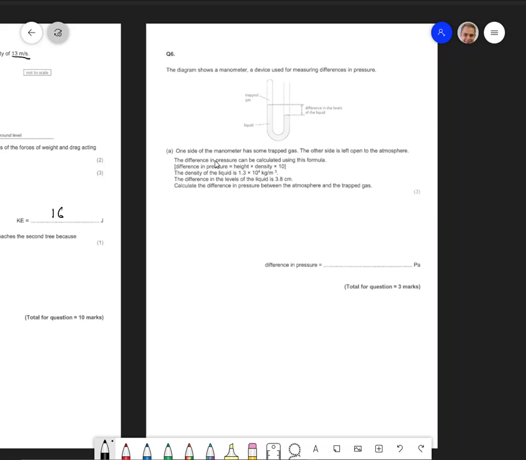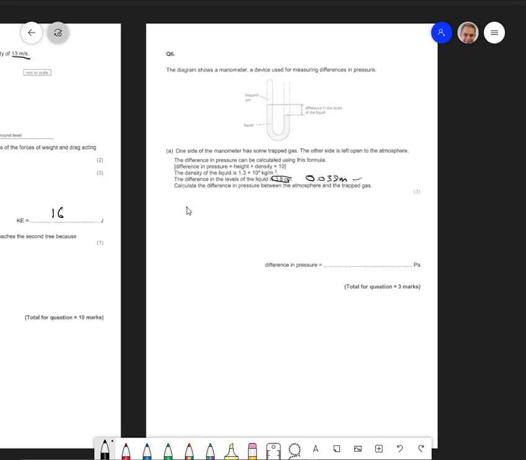Difference in pressure can be calculated using this formula. Difference in pressure is height times density times 10. Fantastic. It's even there in the question. The density of the liquid is there. The difference in height is 3.8 centimeters. Aha! There is our trap. 3.8 centimeters equals 0.038 meters. Calculate the difference in pressure between the atmosphere and the trapped gas. There's going to be 1 mark there for a conversion.